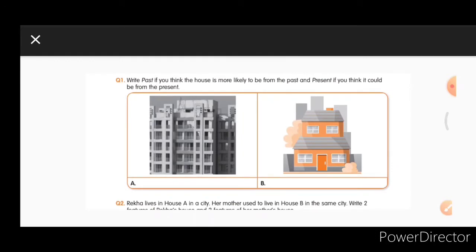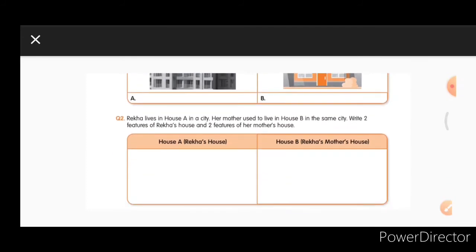Yes, present. At present we see more of such buildings in the cities. So A picture you can write present. P-R-E-S-E-N-T, present. The second picture is a bungalow. Yes, this was from the past. Nowadays we don't see much of this type of houses. So, B picture is past.